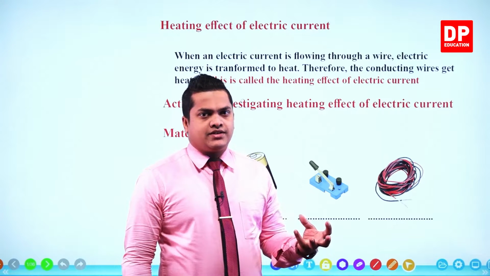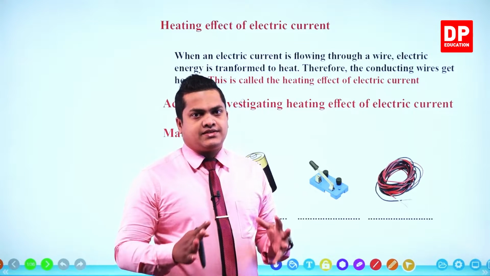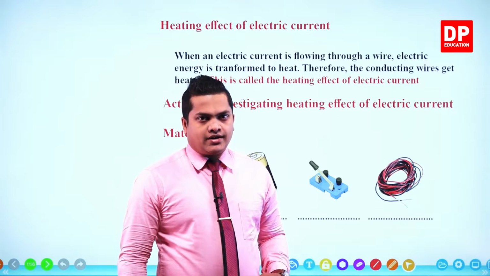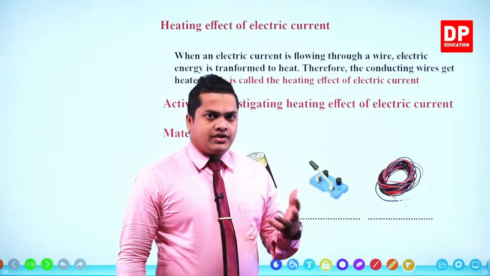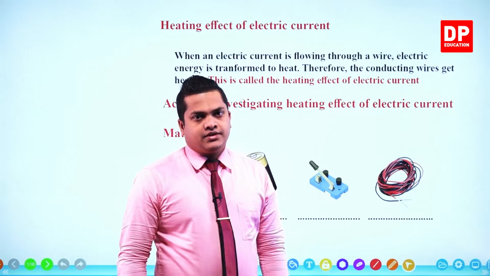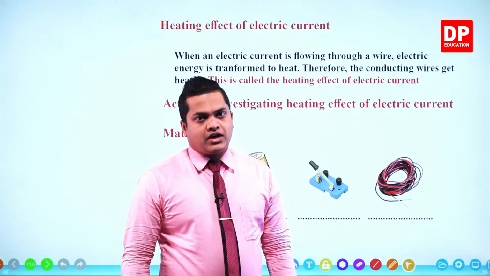When you provide electricity to a conductor, part of it is converted to heat, mainly because of the resistance offered by the conductor. Therefore, the conductor gets heated. This effect is referred to as the heating effect of electric current.